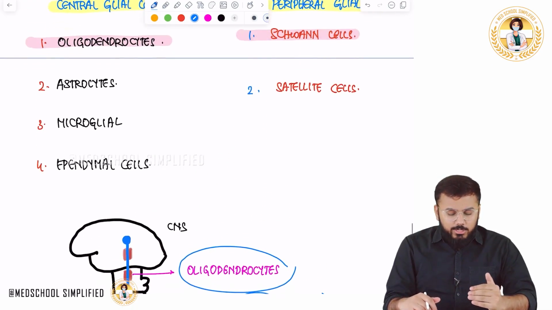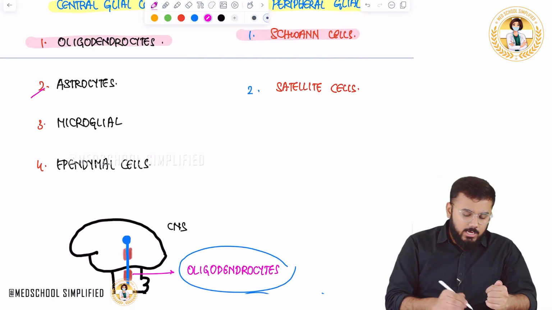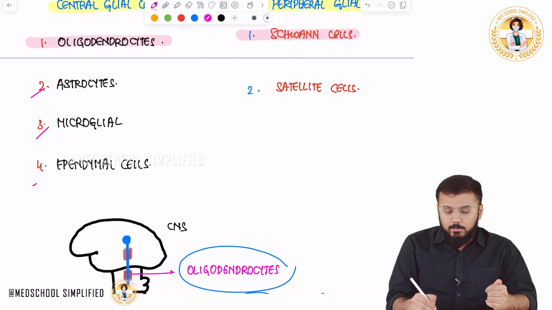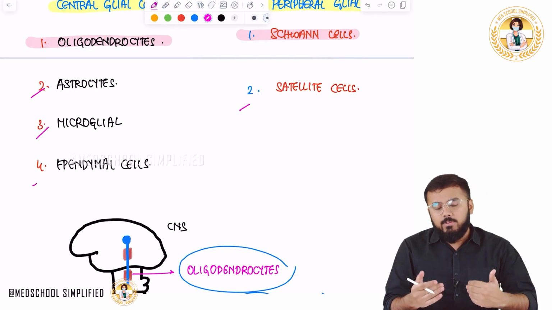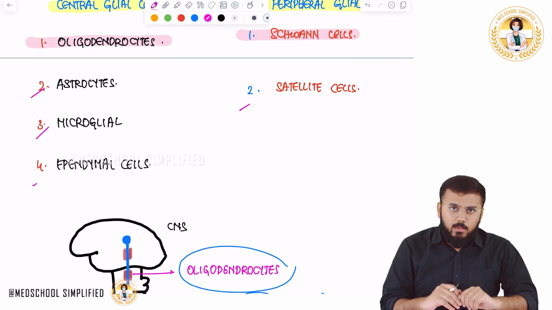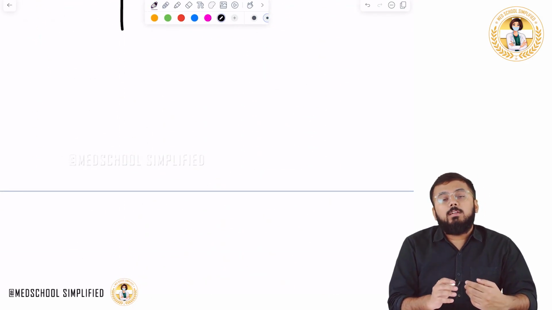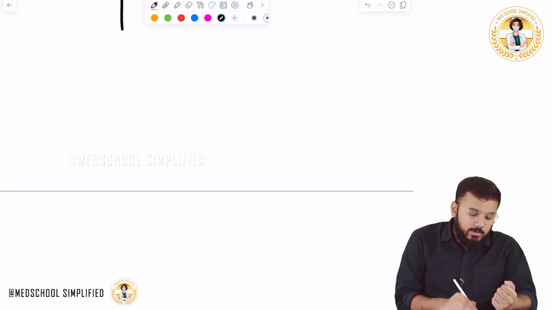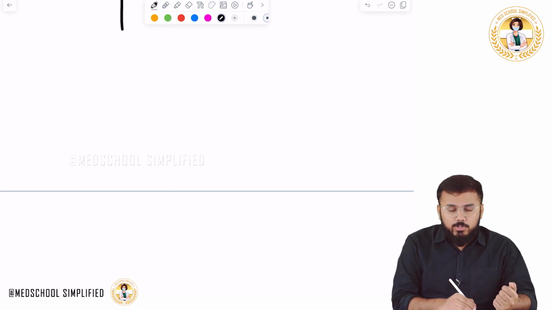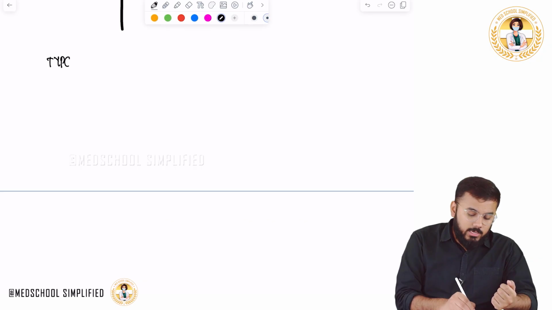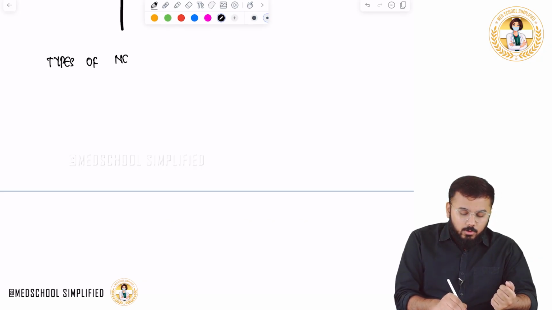This is all you need to know regarding astrocytes, which are star-shaped cells, microglial cells, ependymal cells and satellite cells. You'll study them in much more detail in your histology. Now what we shall do is discuss the different types of neurons. We discussed the structure of the neuron, and now we shall be discussing the different types of neurons.